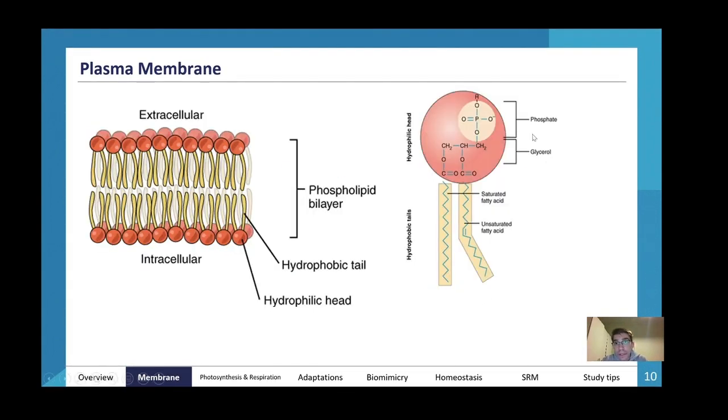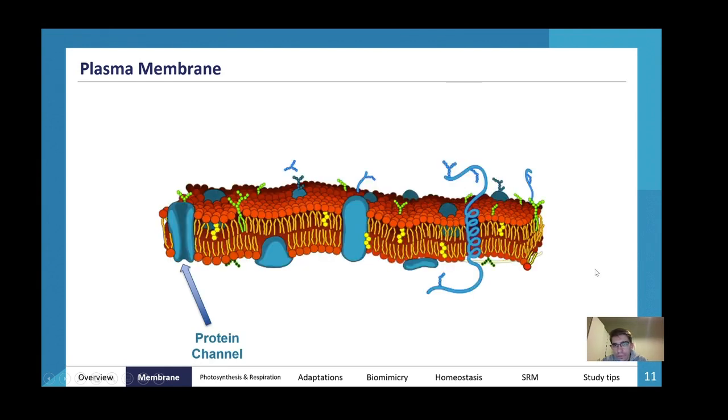Before we continue, the glycerol molecule. So what you see here is a glycerol, these three carbons. Yep, we call that a glycerol. Don't forget that. You'll need it later, trust me.